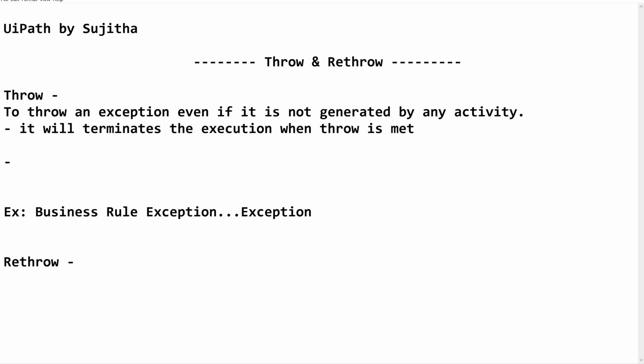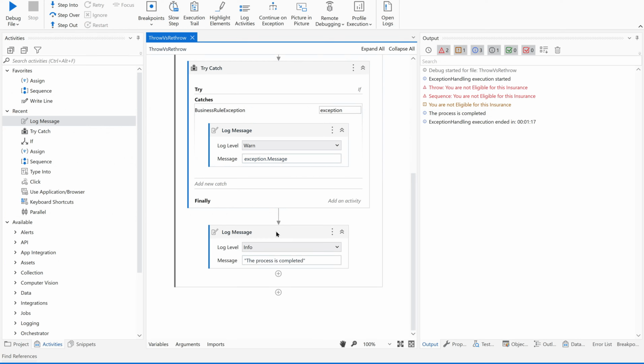We can catch the exception using try catch in order to continue further. Because of that, our other log message has been executed. This process completed has been printed here, right? That's how. Now let us come to rethrow.